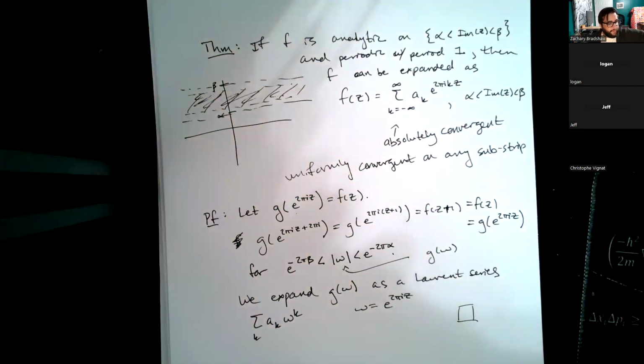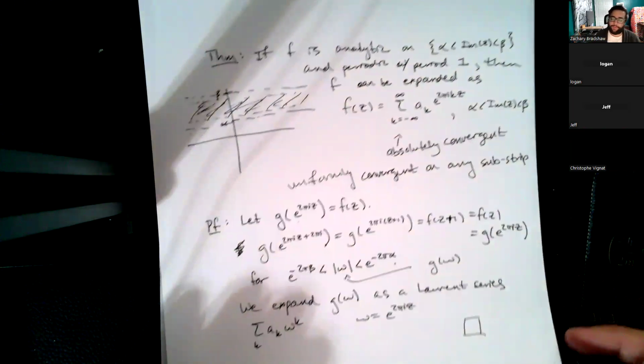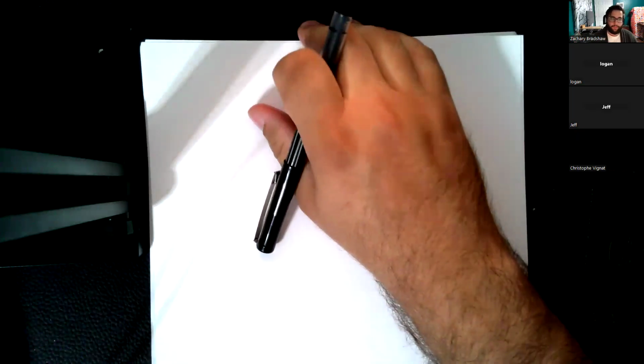And we can do the same thing. We started out with these horizontal strips. We can do the same thing with a half plane. And the proof is pretty similar.